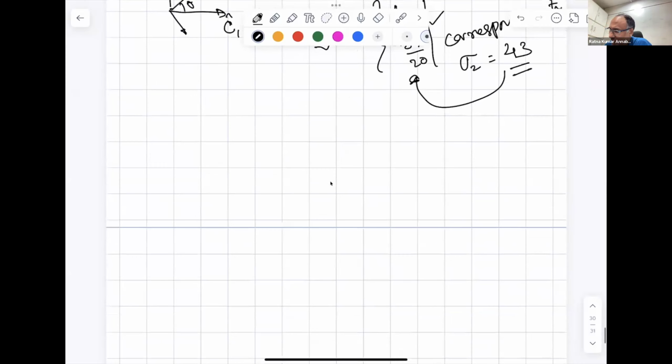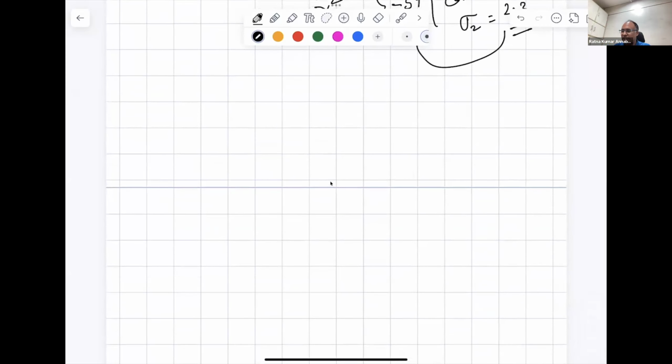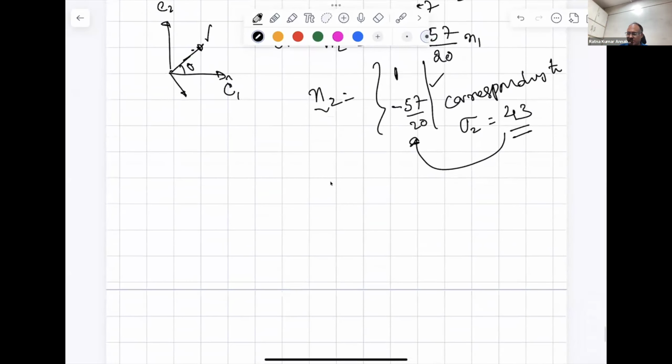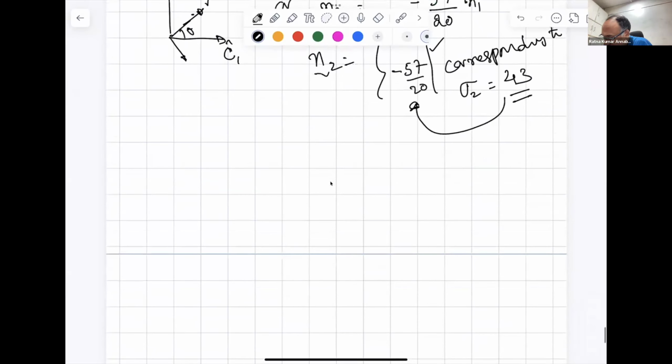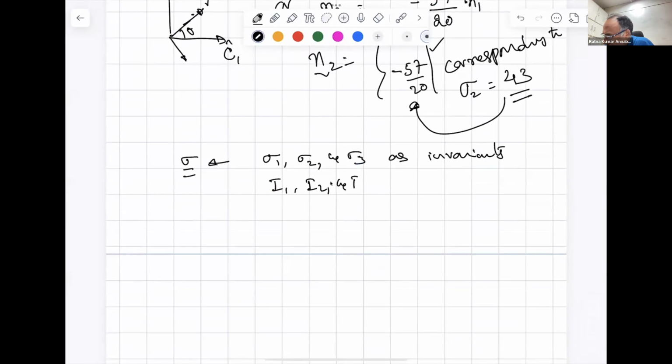So like that, you can calculate eigenvalues and eigenvectors, which will tell you the orientation of the principal stresses. So the point that I am trying to make here is that if you have a second order tensor sigma, it will have sigma 1, sigma 2 and sigma 3 as invariants, or I1, I2, I3, because the I1, I2, I3 can be represented in terms of sigma 1, sigma 2, sigma 3. Okay.